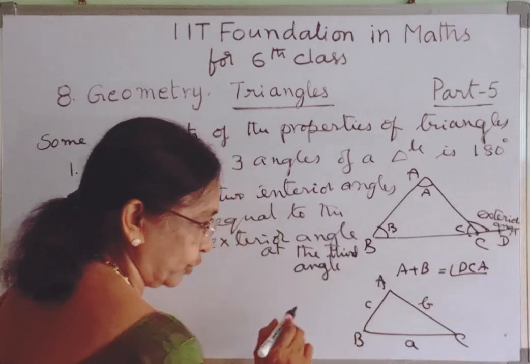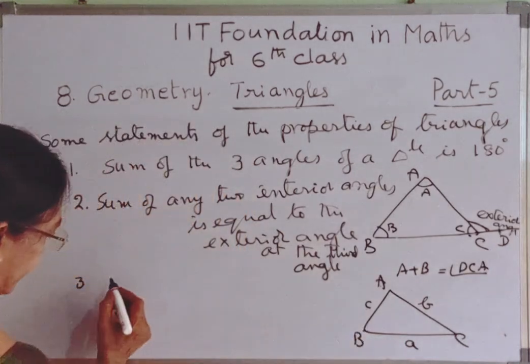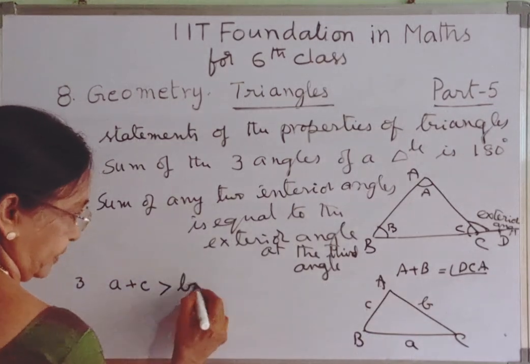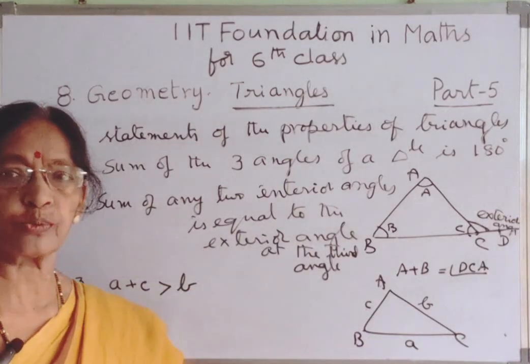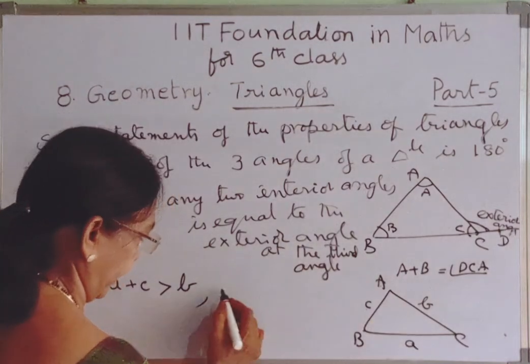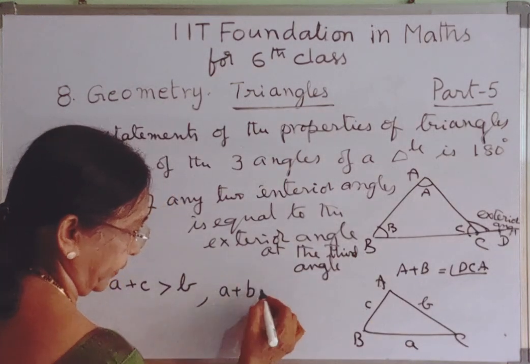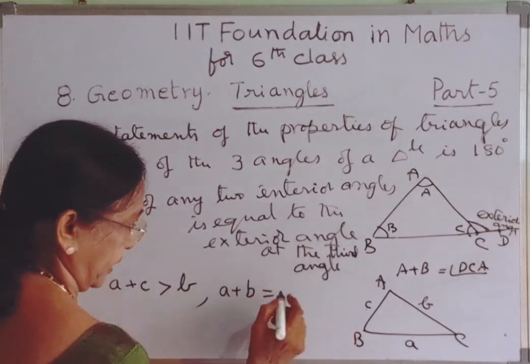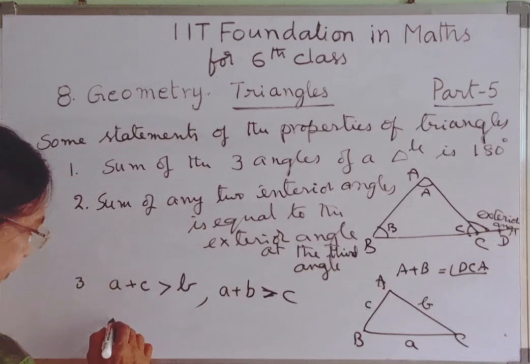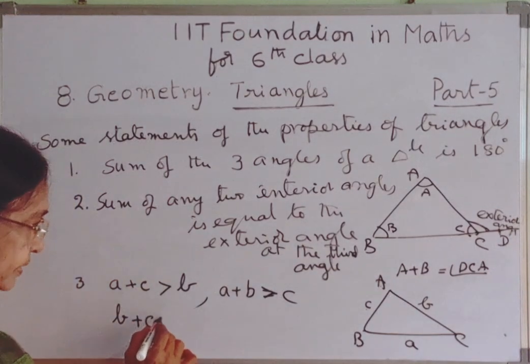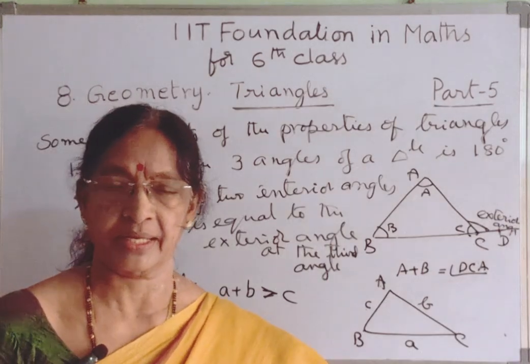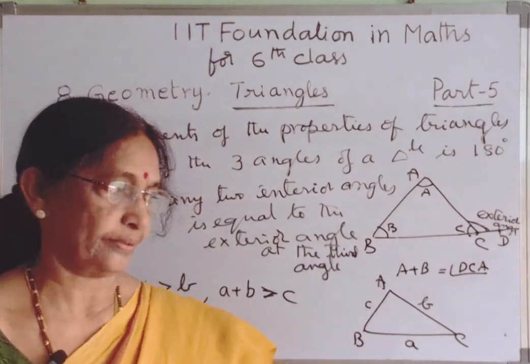Next, the sum of any two sides. Let us take these two sides, a plus c is greater than the third side. So the sum of any two sides of a triangle is greater than the third side. If we take a and b, the sum of a and b is greater than the third side c. Or if we take sides b and c, b plus c is greater than a. Thus, the sum of any two sides of a triangle is greater than the third side.